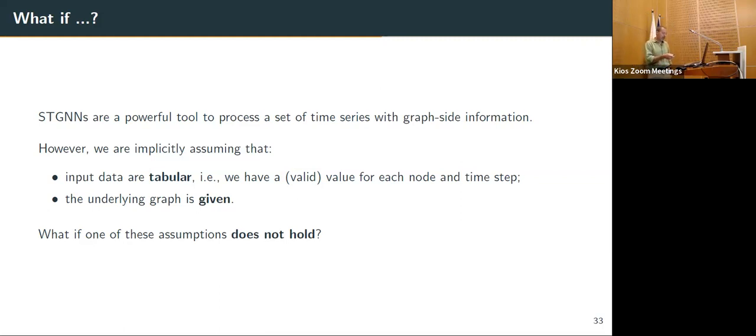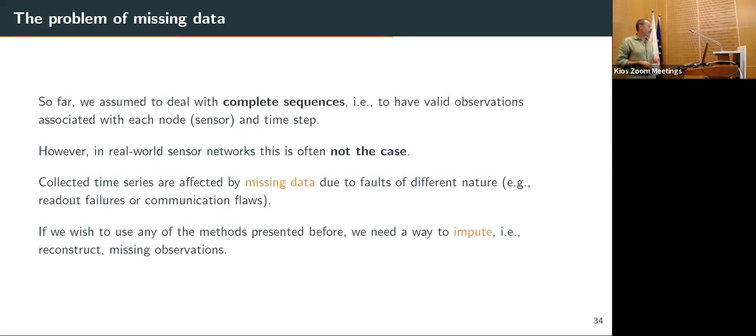Okay, so space-time graph neural networks are a very powerful tool. Indeed, you can solve many problems, but what about if you have missing data? If you have missing data, you start making assumptions about the process generating the data. You make assumptions about the number of missing data, the occurrence. So how many failures I might have over time, the probability. So you build assumptions, and then you come back with the methods.